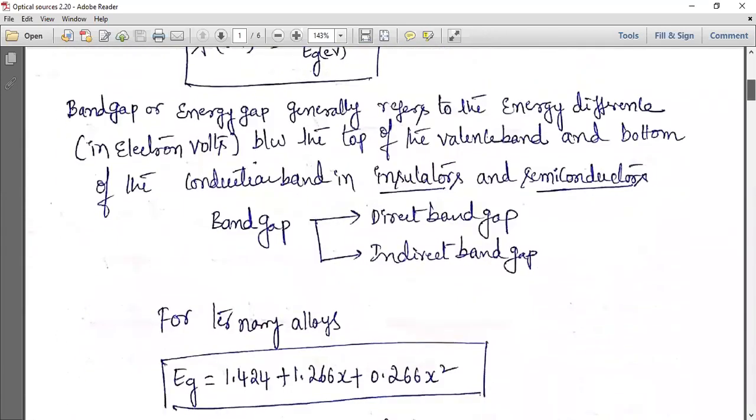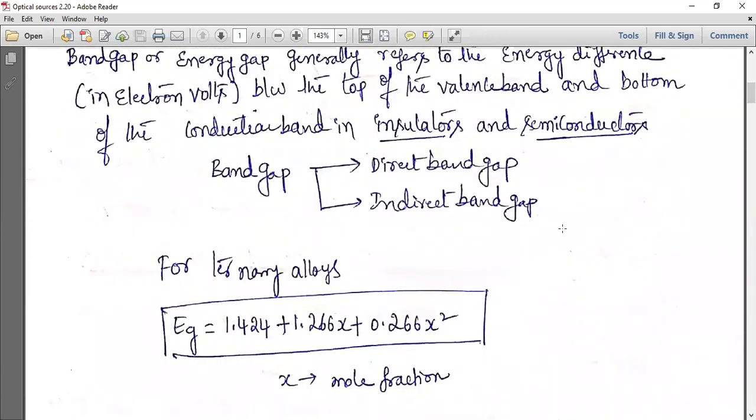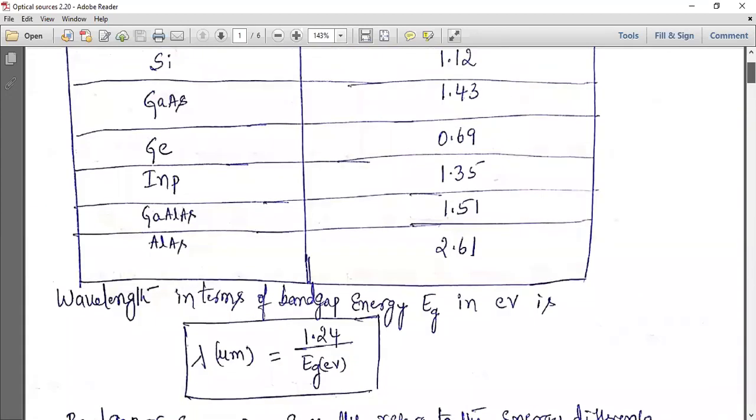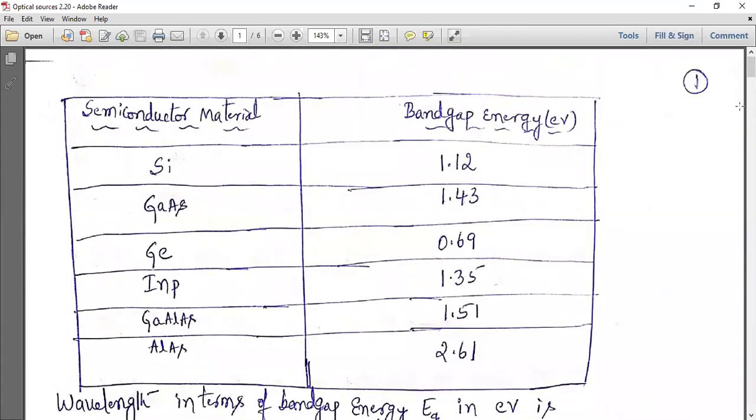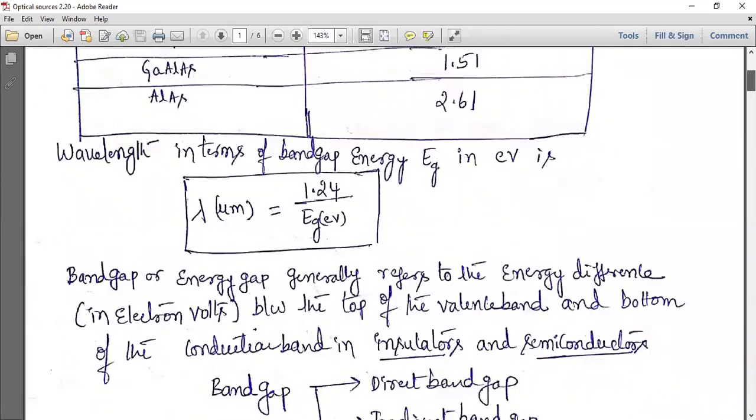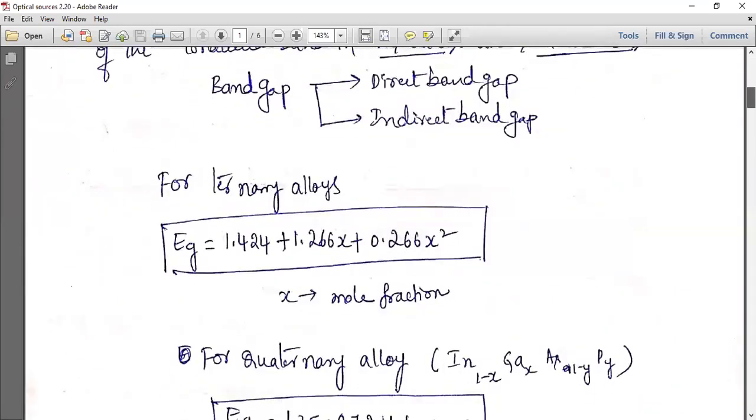In band gap we have discussed direct band gap and indirect band gap. How you are going to find the Eg depends on the impurities added. Eg depends on the mole fraction. So how to compute it for ternary alloys? If a semiconductor material is made up of three types of elements, such as gallium, aluminum, as well as arsenide, then it is a ternary alloy, which can be calculated with the expression mentioned here, where x is the mole fraction.